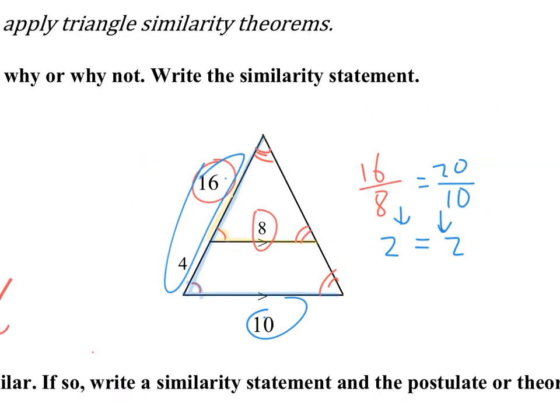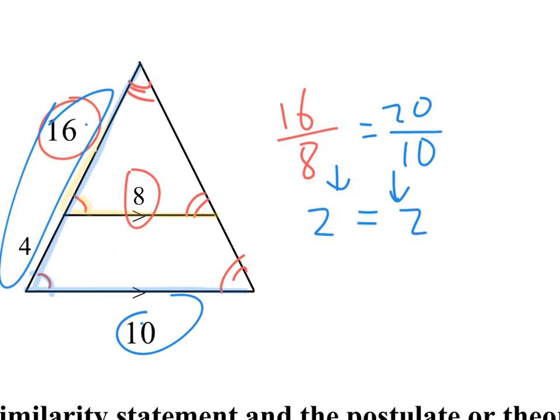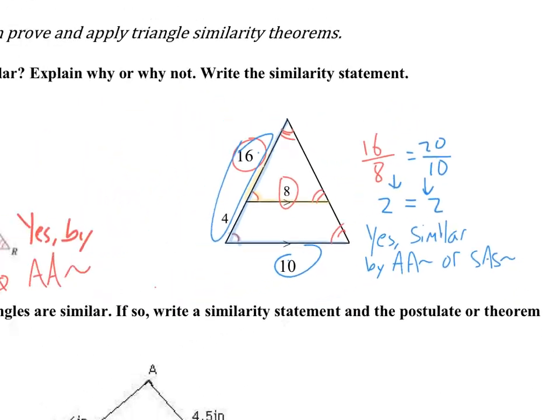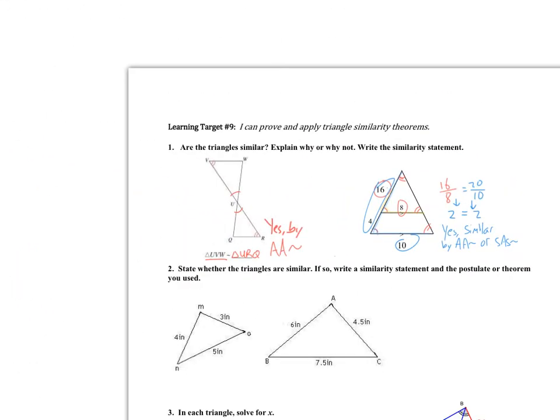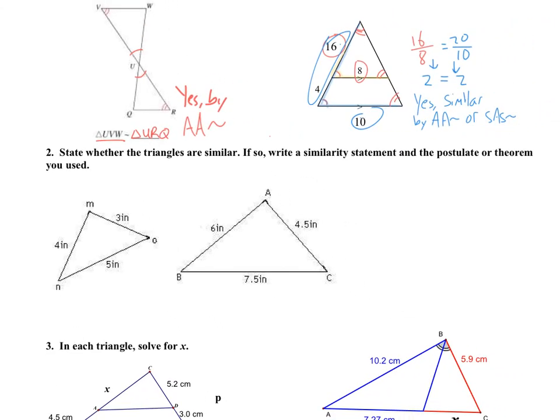All right, so these are similar. So we can say, yes, these are similar by angle-angle, or if you want side-angle-side similarity. We can't use side-side-side, but that's it. Okay? And we can't really write a similarity statement because there's no letters there. So how about this one? State whether these triangles are similar and write a similarity statement.